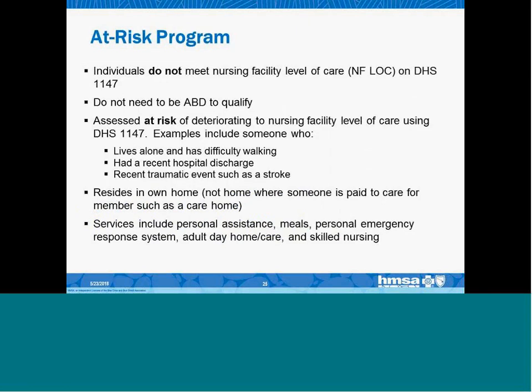The at-risk program identifies patients that are at risk of deteriorating to nursing facility level of care. Service coordination is offered as an intervention to keep these members in place with additional benefits to help them remain at that level of care. Please note that members do not need to be aged, blind, or disabled to qualify for the at-risk program.